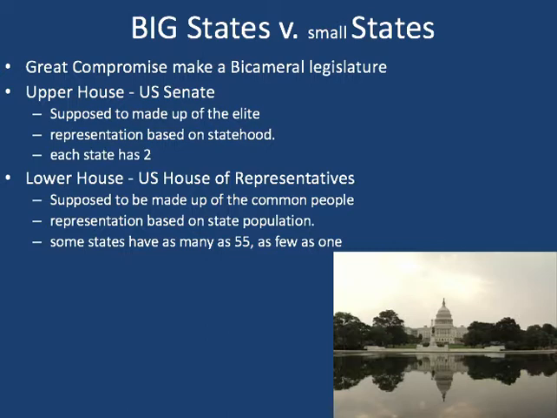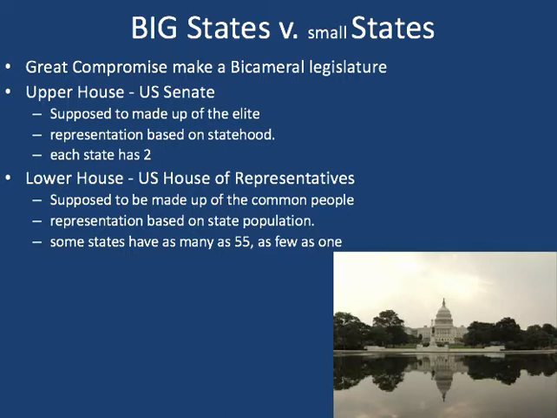The other chamber is the U.S. House of Representatives. That's the lower chamber. That is reflective of the Virginia plan. It's supposed to be made up of the common people. It's often referred to as the People's House. It's based off of each state's population.